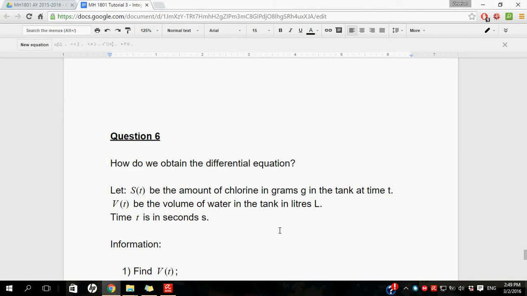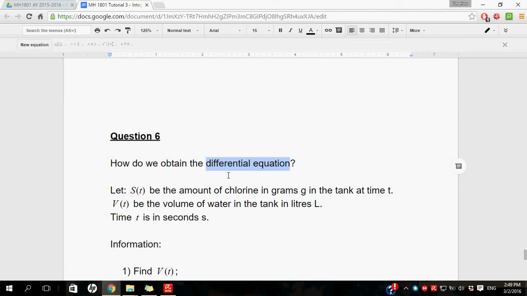Alright, question 6 of tutorial 3. For this question, I'm more interested in finding out how we are going to construct our differential equation from the information that the question gives us. How can we do it?